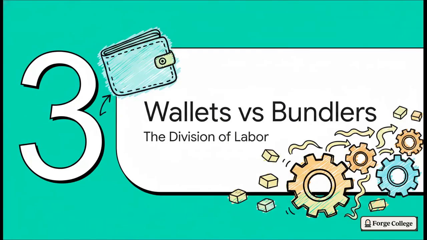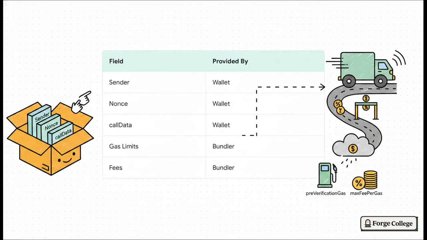Let's move to Section 3, Wallets versus Bundlers, the division of labor. Now, looking at this breakdown of responsibilities, we can see exactly who does what. To get our secure package shipped, we have to strictly divide the labor between the sender, the one packing the box, and the delivery service that's actually paying the tolls along the way. Notice how the smart wallet is responsible for the sender, the nonce, and the call data. That is the user's pure intent and identity, right there.